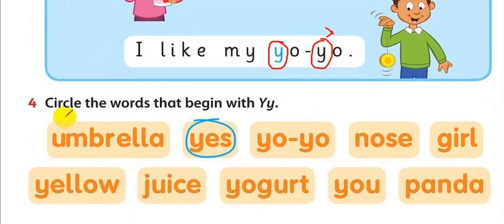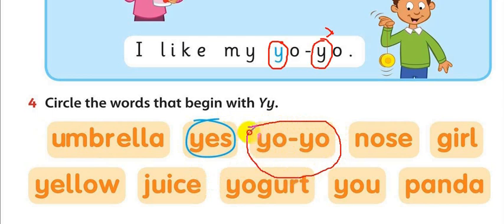Now, activity 4. Circle the words that begin with Y. Here we have some different words. And we have to circle the words that begin with Y. Okay? Repeat after me, please. Umbrella. Umbrella begins with U. Yes. Yes begins with Y. Yes, نعم. Yo-yo.